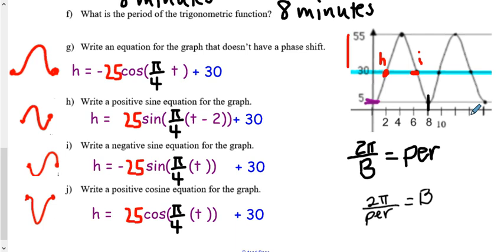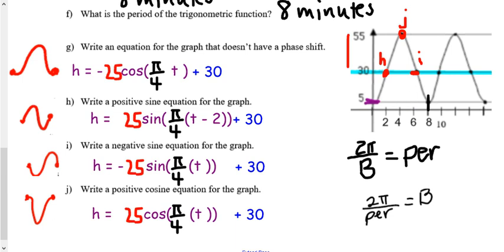There's infinitely many correct equations for any trig graph. You just have to choose one of the ones that is correct. For J, you have to write a positive cosine equation. A positive cosine starts up at the peak and then goes around from there. So the logical place to start for graph J would be up here at the peak, which was shifted over 4 minutes.